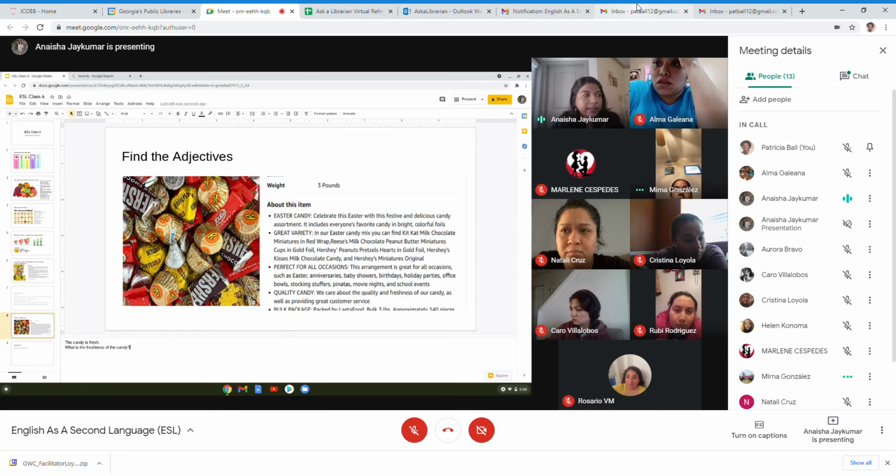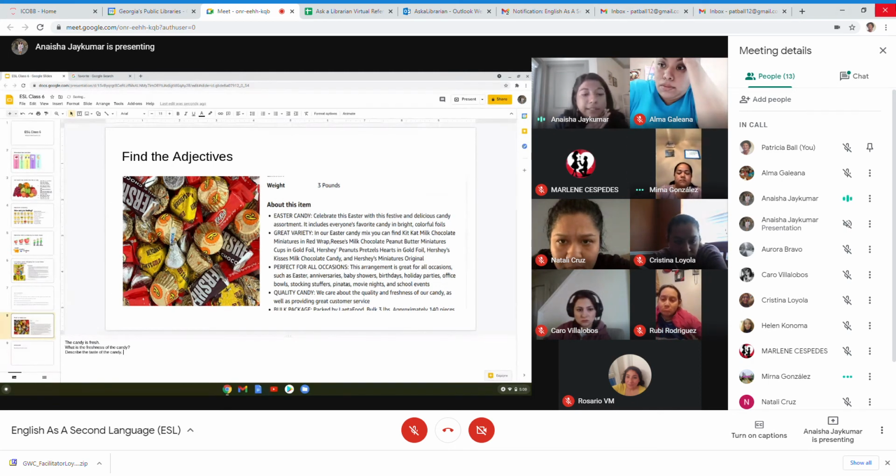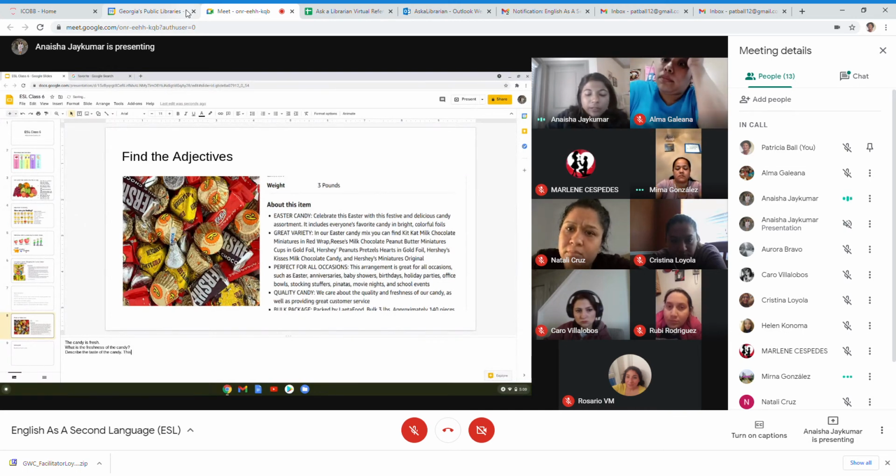So here's another example. I will say describe the taste of the candy. The taste, your taste is a noun here. But if I change that word and I say this chocolate is now tasty, tasty is an adjective.